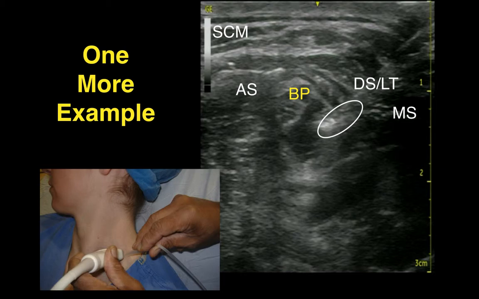Here is one more reminder of how to locate the interscalene brachial plexus. The transducer, again, is placed parallel to the clavicle. The beam is directed into the root of the neck. The transducer is held firmly against the skin while looking for the pulsations of the subclavian artery. The brachial plexus will be visible and posterior to the subclavian artery. The transducer is then moved superiorly while maintaining the brachial plexus in the center of the image.